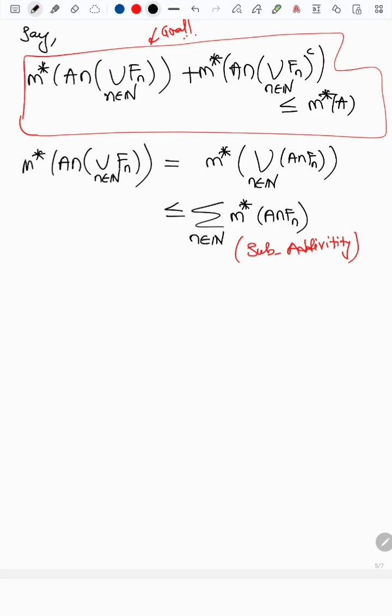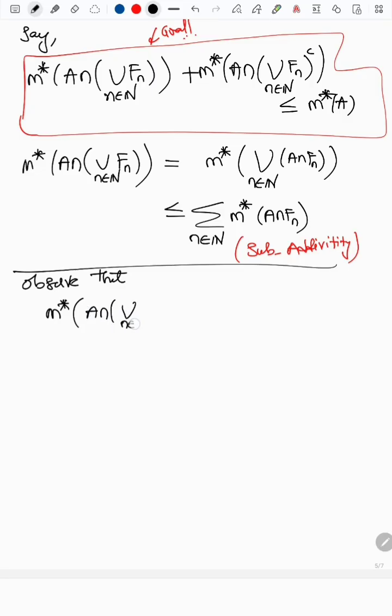So this implies, and also observe that m star of A intersection with the union over n of Fn, whole complement, is equal to m star of A intersection with the union of Fn complement, which is less than or equal to the intersection over n from 1 to k.